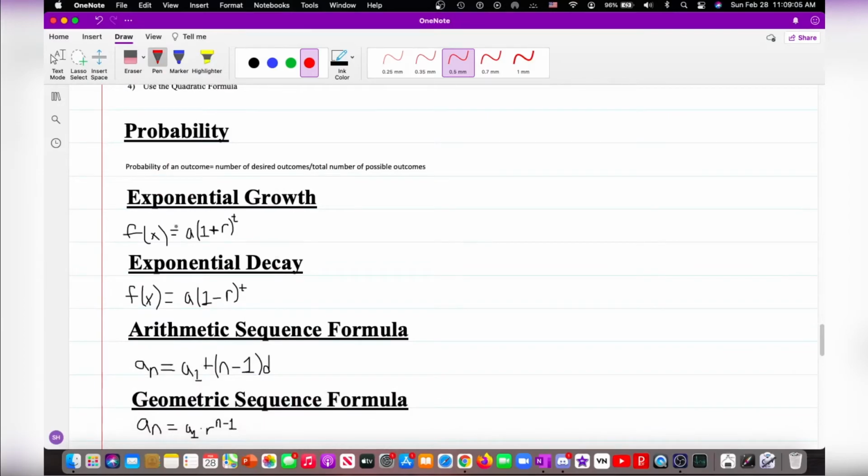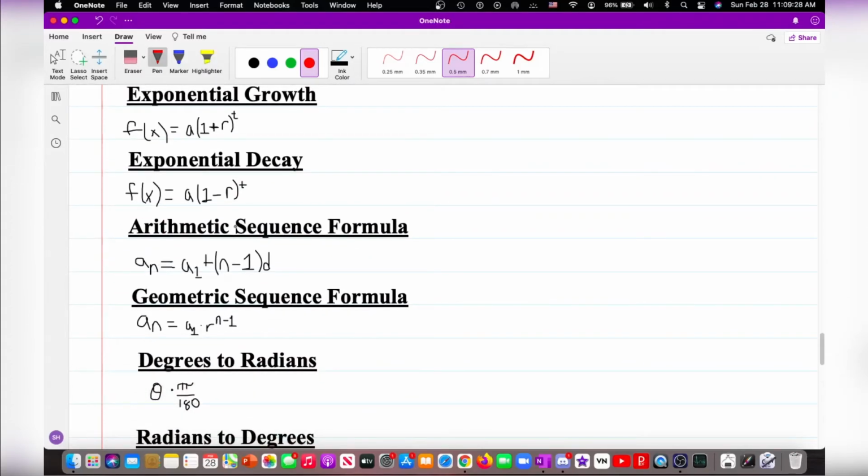Okay, exponential growth is f of x equals a times (1 plus r) to the t power. So t would be time, r is going to be rate, and that's about it. And then exponential decay is the same thing, except it's 1 minus r to the power of t.